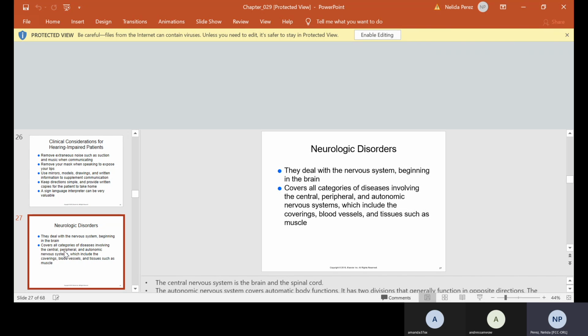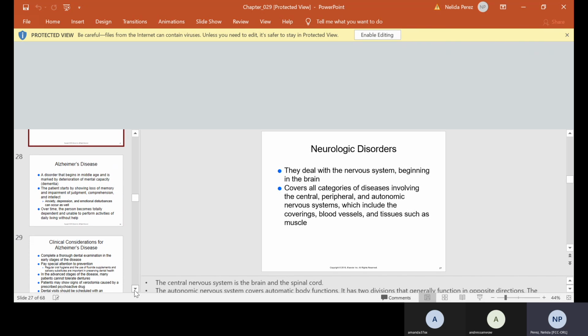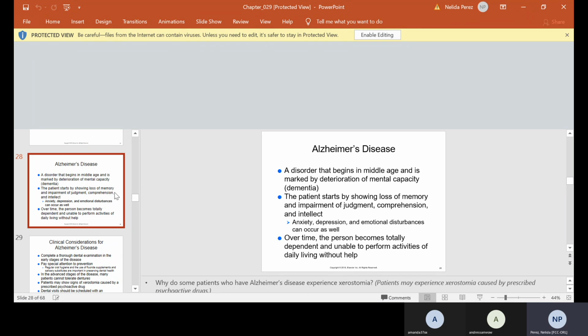Neurologic disorders deal with the nervous system beginning in the brain. They cover all categories of diseases involving the central, peripheral, and autonomic nervous system, which include the coverings, blood vessels, and tissues such as muscle.